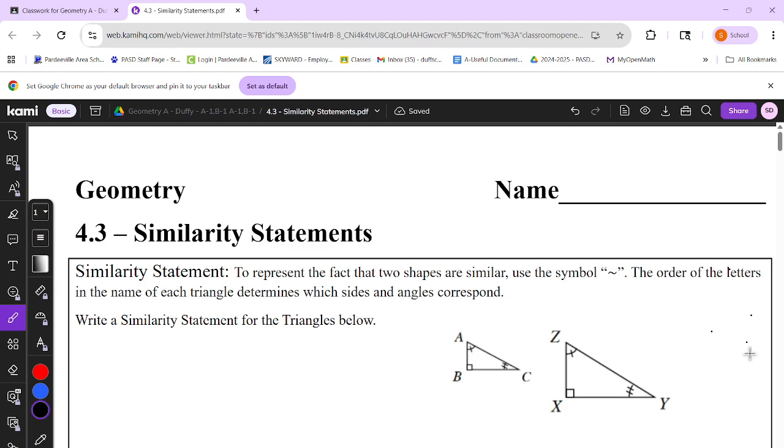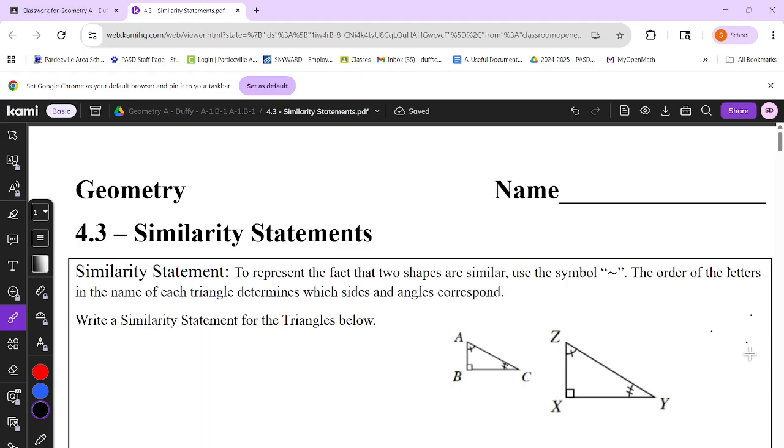Hi guys, today we are going to be talking about similarity statements, which help us determine which sides are corresponding to each other when things are maybe not so cut and dry, and you might not be able to tell based on the way that the shapes look, like we were doing yesterday.